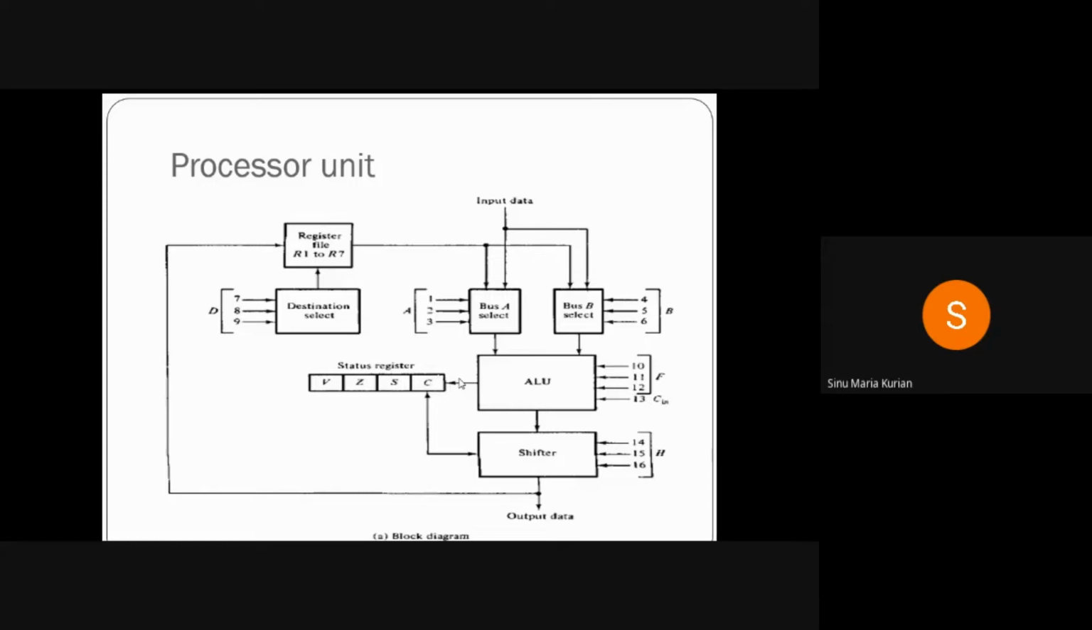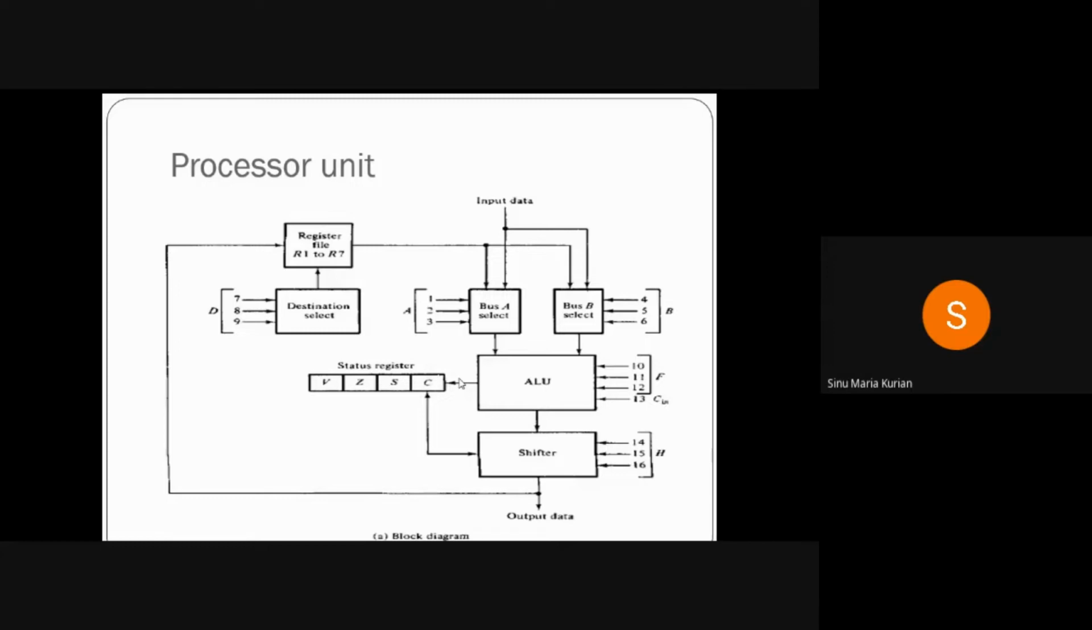And there is another register, status register, which consists of 4 bits C, S, Z, and V. That is carry, sign, zero, and overflow. The carry bit: if the output contains any carry, then the C bit or the carry bit is set to 1. Otherwise, it is set to 0.